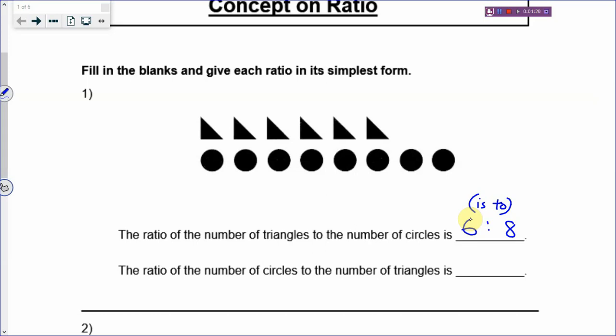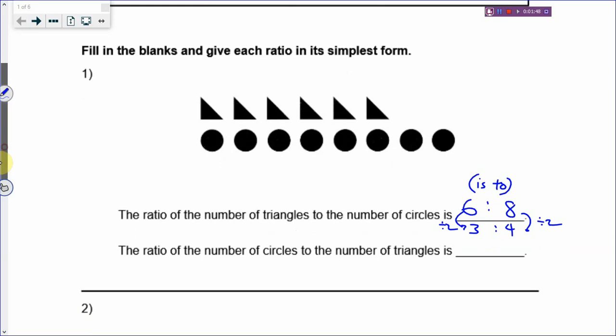Then how do you simplify the ratio? Like fractions, how do you get the simplest form? You divide by 2, same as fraction. You divide by 2, and then what do you get? You will get 3 is to 4, and that's your simplest form. If you cannot divide by 2, you try 3. If cannot, you divide by 5. So 2, 3, or 5. That's how you test to see whether you can simplify the ratio.